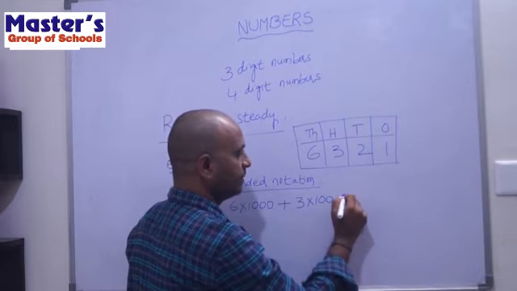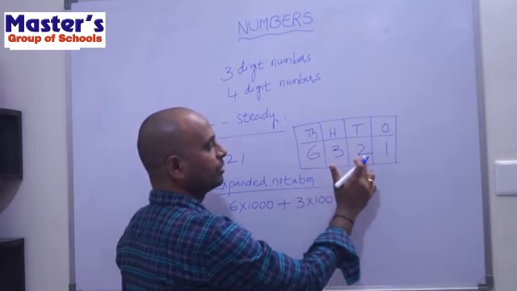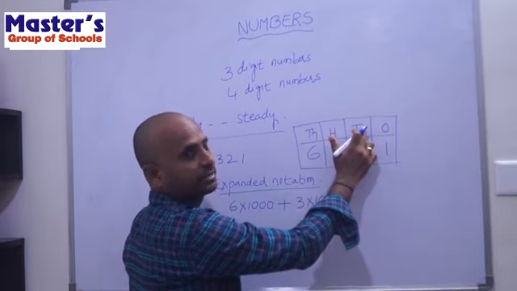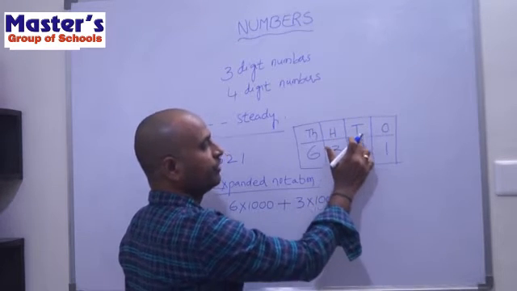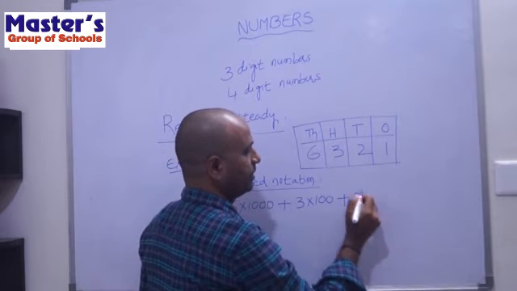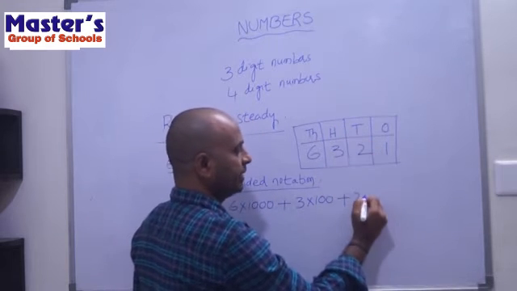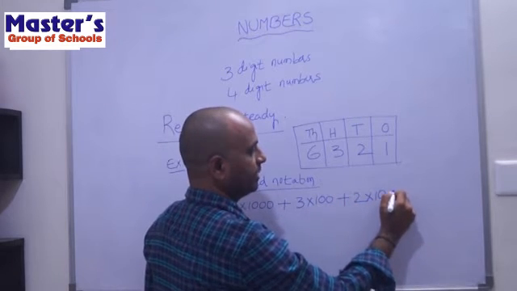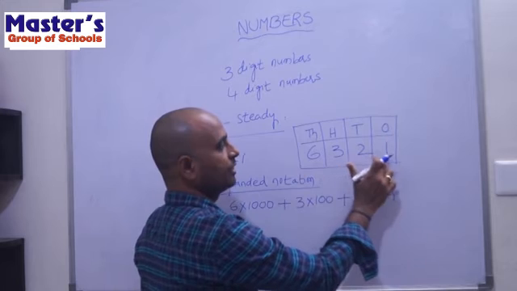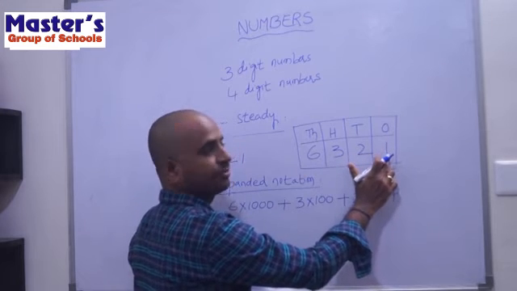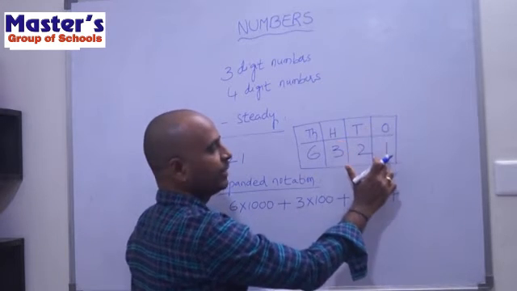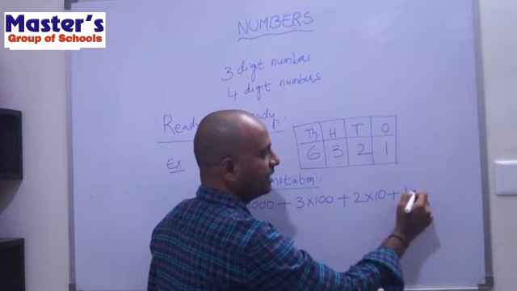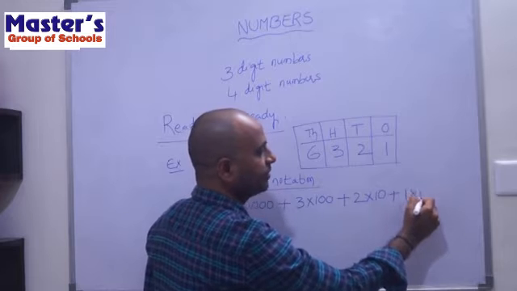Now again put the symbol plus. Now go to the next digit, 2. The digit 2 is in the tens place, so multiply the digit 2 with 10. Now again put the symbol plus. Go to the last digit, which is 1, and the digit 1 is in the ones place. So multiply the digit 1 with 1.